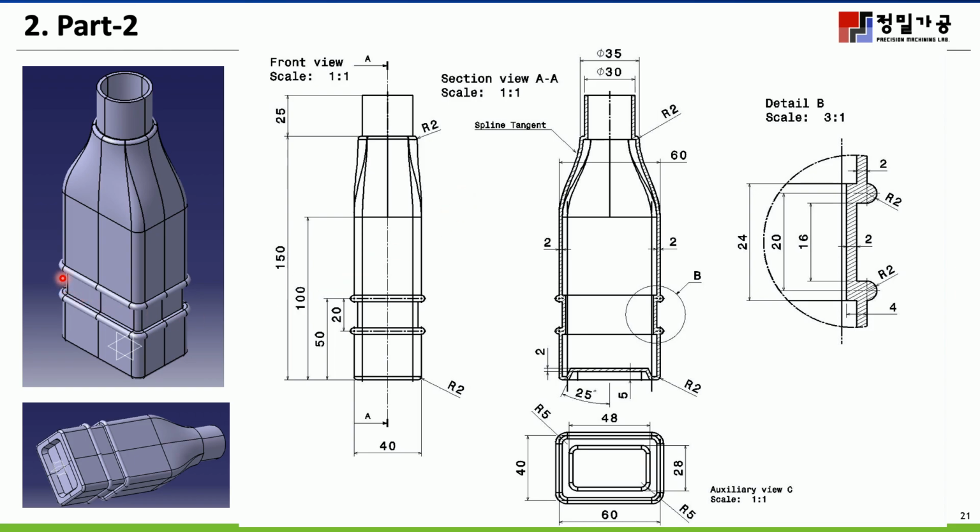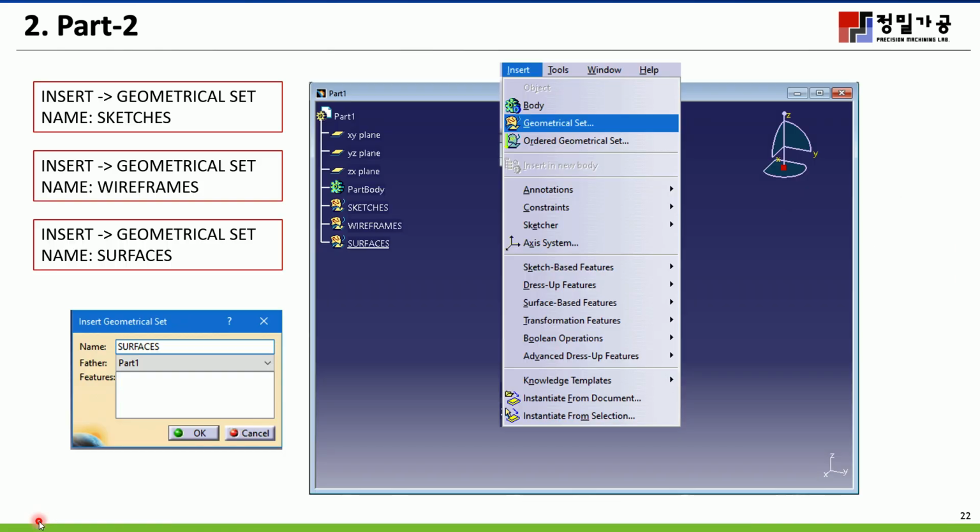Okay, for the second part, let's go to the next slide. You have to do similar to the first part. Select the insert geometrical set for sketches, wireframes, and surfaces. Okay.